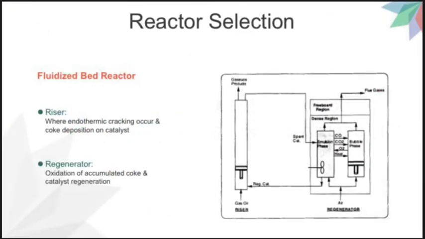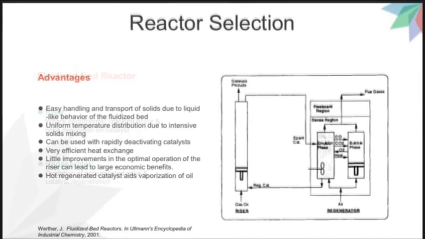For reactor selection, we choose a fluidized bed reactor for FCC. This reactor consists of a riser and a regenerator. The regeneration process is done by feeding high velocity air into the regenerator to oxidize the coke on the surface of the catalyst. Catalyst will be reactivated and the coke will produce carbon monoxide and carbon dioxide.